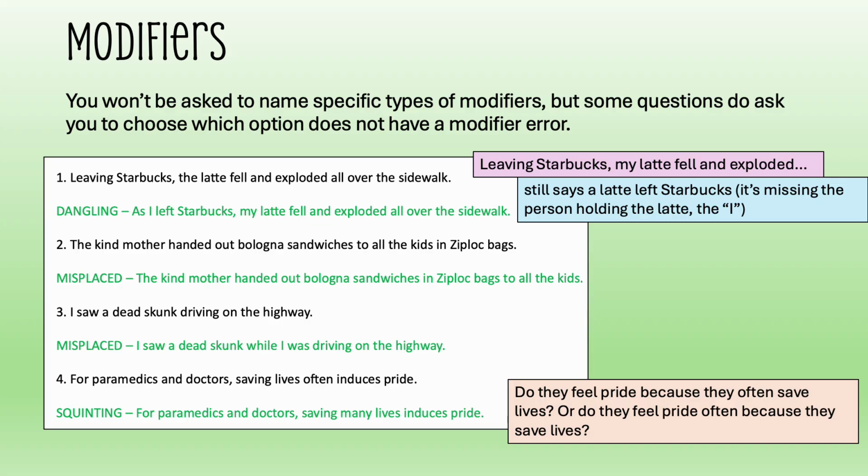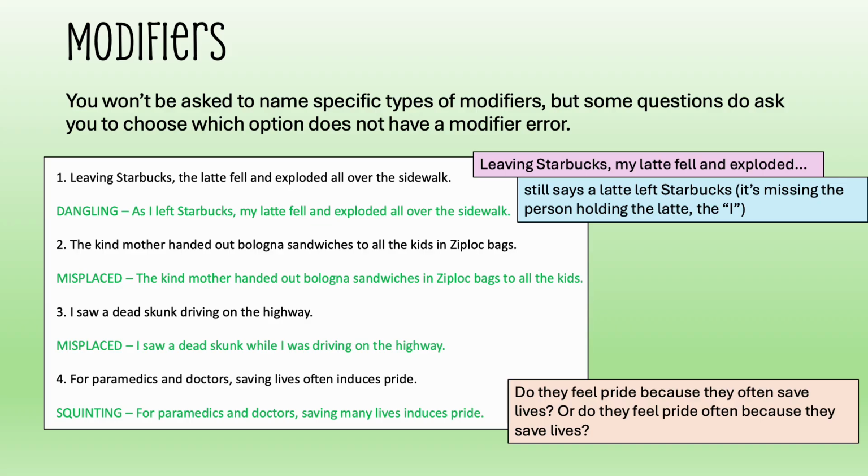And I want to skip down and look at number 4. 4 was a squinting modifier. And remember, a squinting modifier is called that because we don't know if the modifier word is looking at the first part of the sentence or the second part of the sentence. So is it that they feel pride because they often save lives, or do they feel pride often because they save lives? In other words, does "often" refer to the number of lives they save or how frequently they feel pride? Are they frequently proud of themselves? So we're not sure. The meaning can change. It's a little different depending on where you put that word "often."